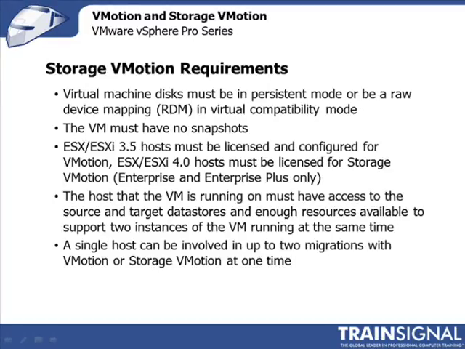The host that the VM is running on must have access to the source and target datastores and must have enough resources available to support 2 instances of the virtual machine running at the same time. This includes available CPU and memory resources. A single host can be involved in up to 2 migrations with vMotion or Storage vMotion at one time.